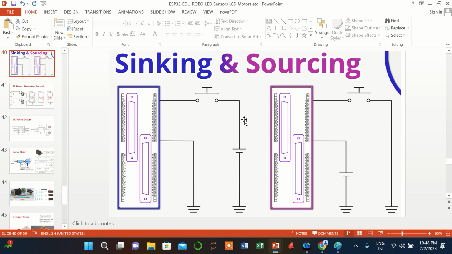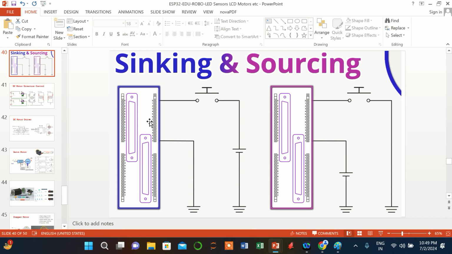Then the other side of the switch, where will you connect? There are two possibilities. Either you will connect it to the positive supply, or you will connect the other side of the switch to the negative supply, meaning ground. So if one end is connected to the microcontroller and the other end is connected to the positive supply, then how will the current flow? Naturally, the current will flow from positive to negative, right?